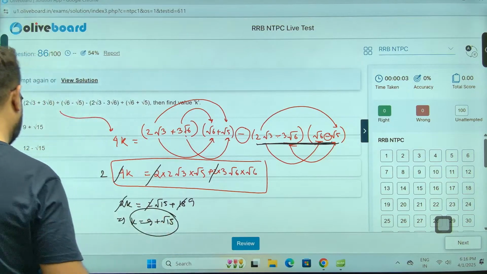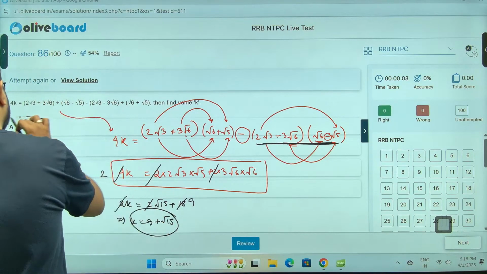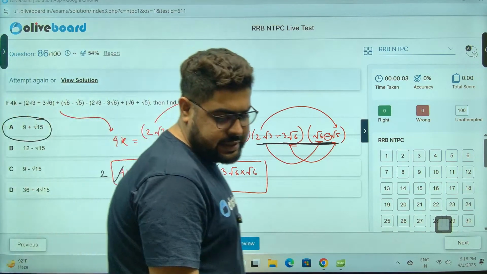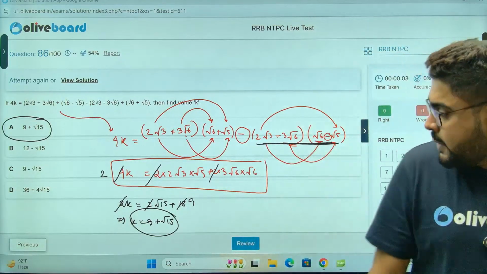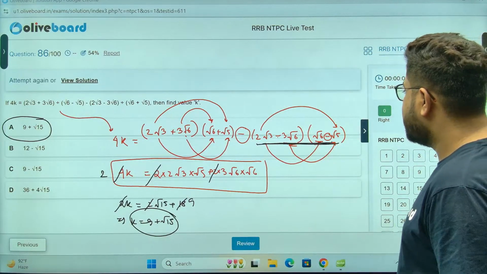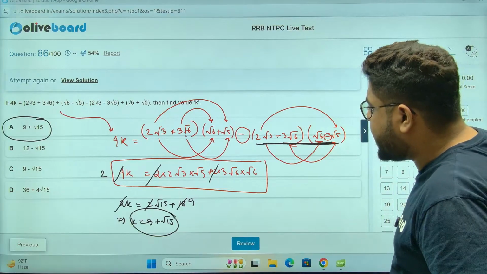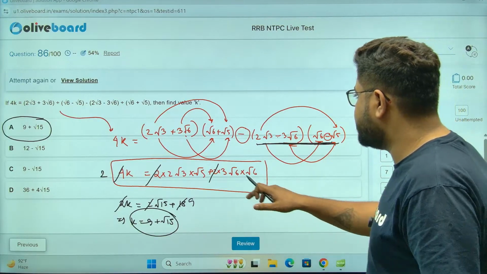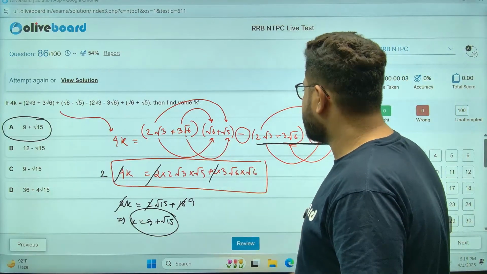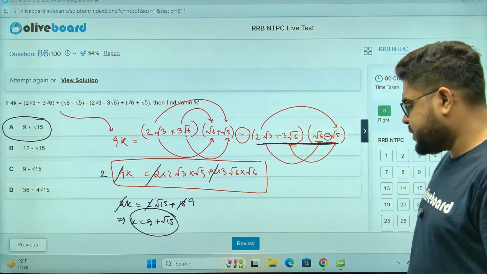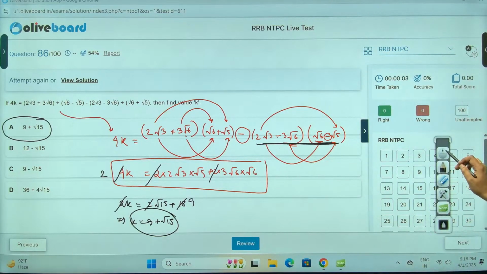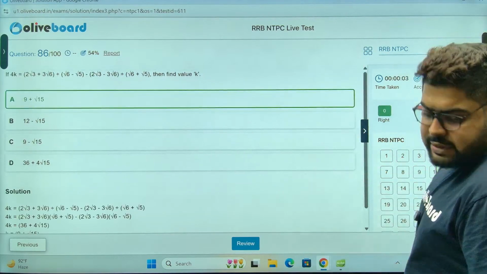Is this the answer? Then it is option A, sir, 9 plus root 15 has a plus, right? Is plus there, Rajkamal? Have I made any error in between? Wait, 3 root 6, no brother, I guess plus will be, option A is the answer. I hope option A is the answer, brother.